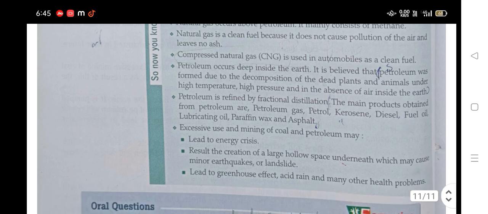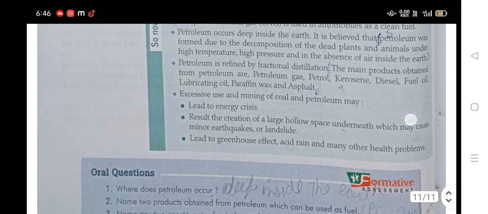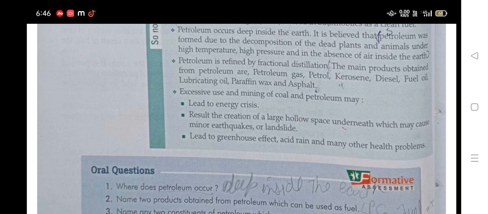Petroleum occurs deep inside the earth. It is believed that petroleum was formed due to the decomposition of dead plants and animals under high temperature, high pressure, and in the absence of air inside the earth. Petroleum is refined by fractional distillation. The main products obtained from petroleum are petroleum gas, petrol, kerosene, diesel, fuel oil, lubricating oil, paraffin wax, and asphalt.